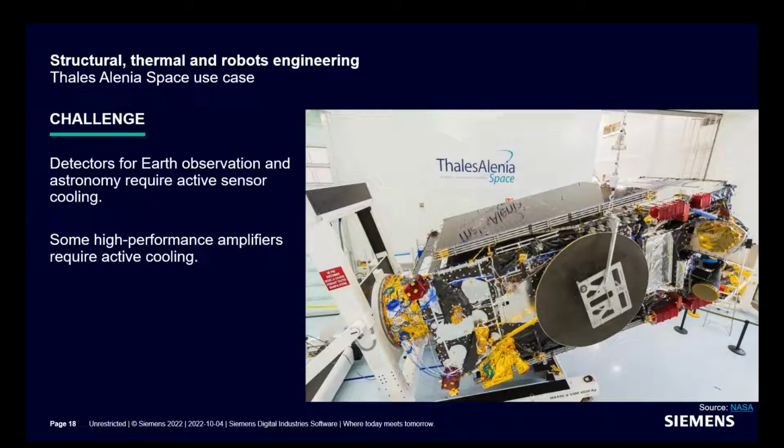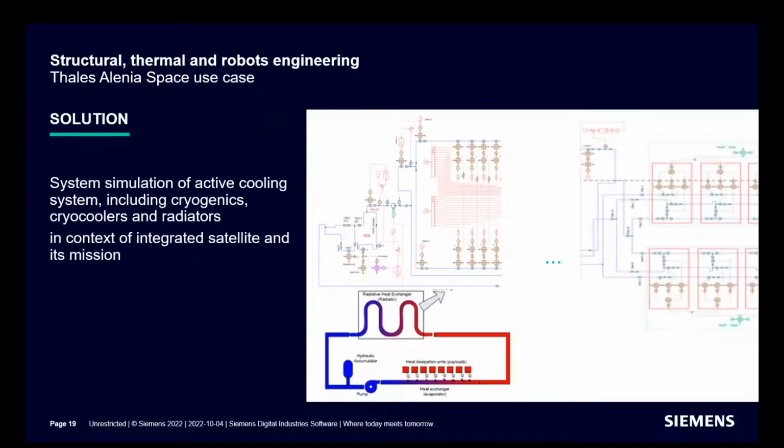had the challenge that they had put sensors on their satellites or some high performance amplifiers that required active cooling to be really performant. This is in lieu of the usual passive thermal management systems that in the past had been developed on satellites. So this was something new they needed to do, and they turned to system simulation to model the integrated satellite system, understand its dynamics during the mission, and then see how different active cooling systems, including cryogenics, cryocoolers and radiators, interacted with the payload and kept the payload cool.